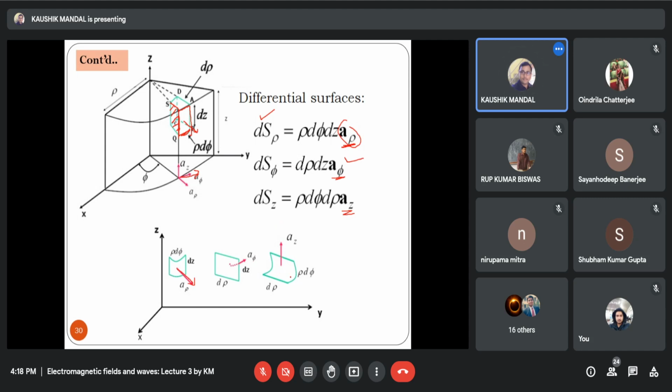Similarly, for this top surface, one side is d rho, and another side is rho into d phi, and the unit vector is along the z direction. So it is az. So the corresponding surface vector will be ds equal to rho into d phi into d rho, and the unit vector is az.